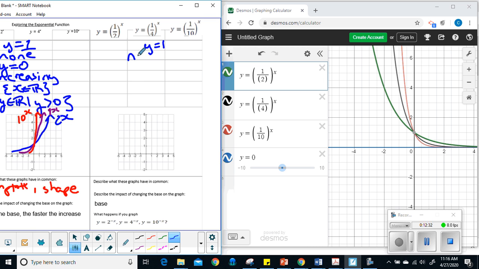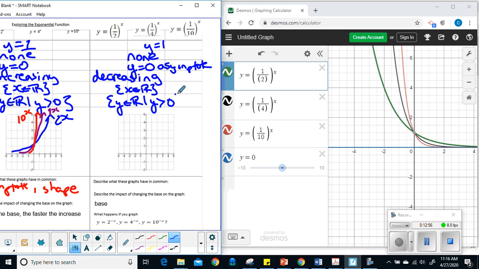I still have no x-intercept. My asymptote is still y equals 0, right? That's my asymptote. That's this line that they don't cross. Now that I have a fraction exponent, I am now decreasing. My domain and range are still the same. X is any real number. Y is any real number such that y is greater than 0.